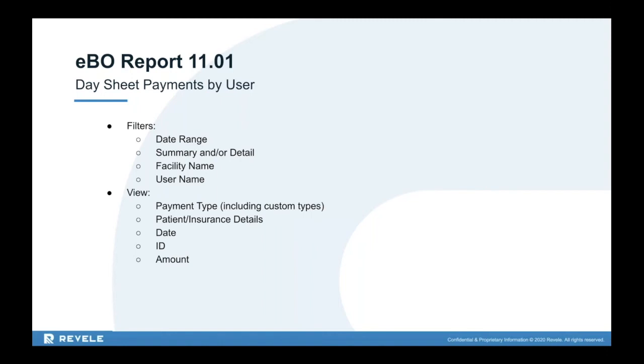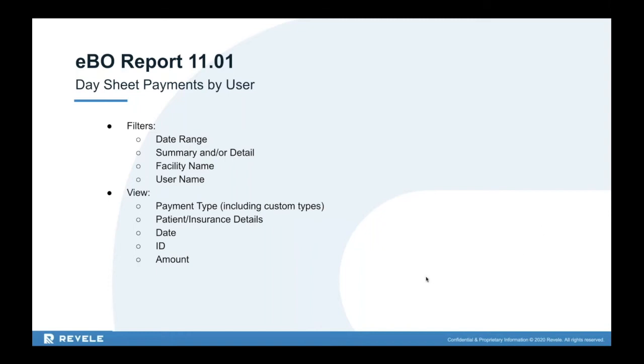So again, a lot of that's going to show in the detail, but at the summary level, you can see all of that really rolled up. How many particular transactions you had for a certain payment type, for a certain insurance, and so on and so forth.